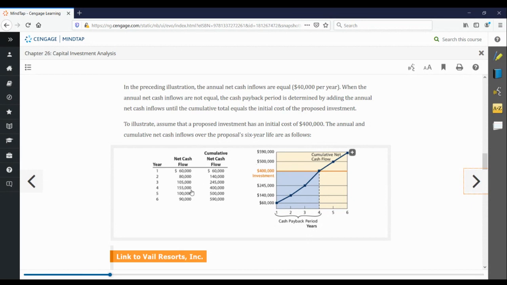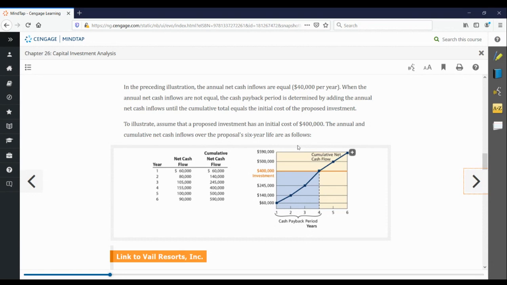Notice in year 4, the net cash flow for year 4 is $155,000. We would add that amount to the previous years to get the total cumulative cash flow of $400,000. That $400,000 means that we are going to be able to recover the cost of our asset in 4 years.